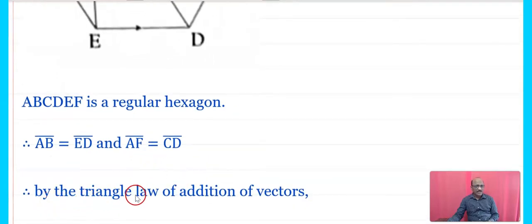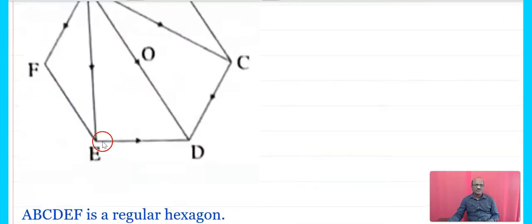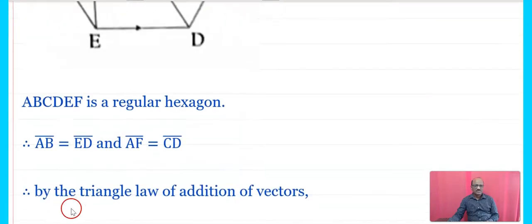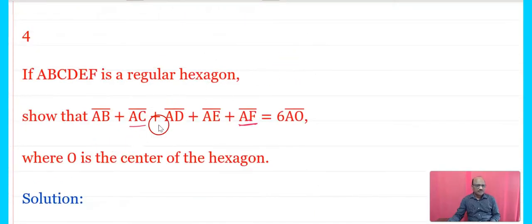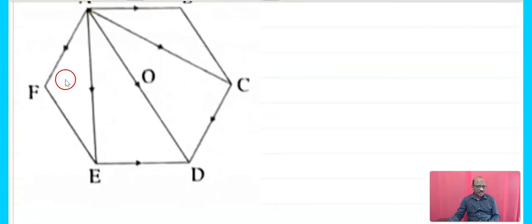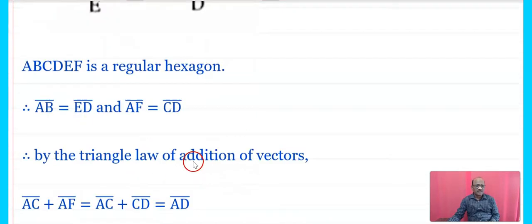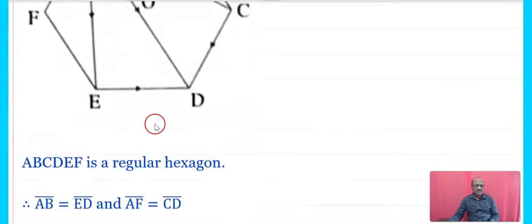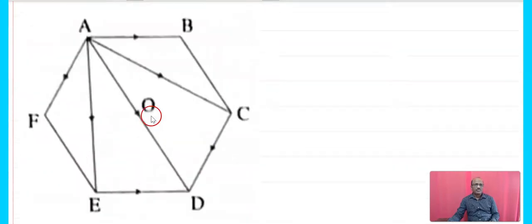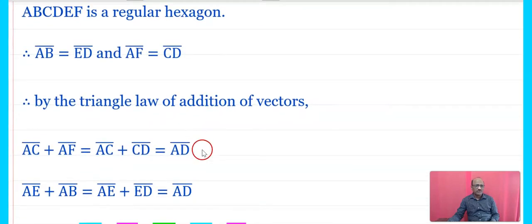By the triangle law of addition of vectors, what is that? AC bar plus AF bar. I will correct the terms: AC bar plus AF bar, but AF bar is nothing but CD bar, and therefore AC bar plus CD bar is nothing but the AD bar, because AF and CD are parallel and both have the same direction. This point is over now.